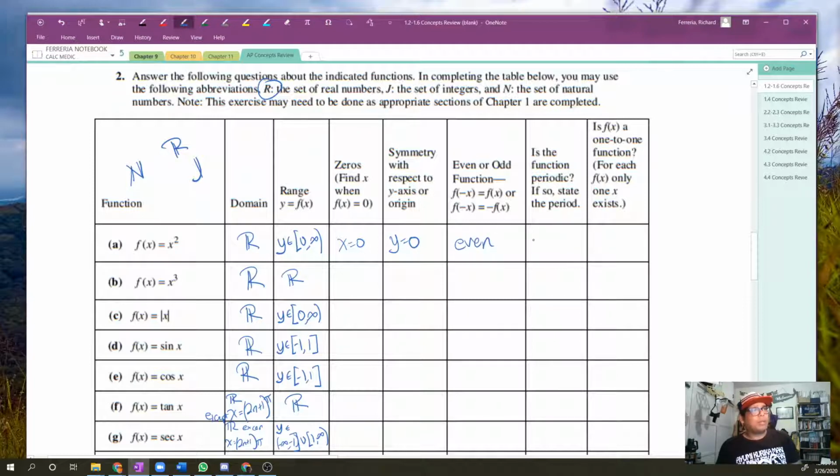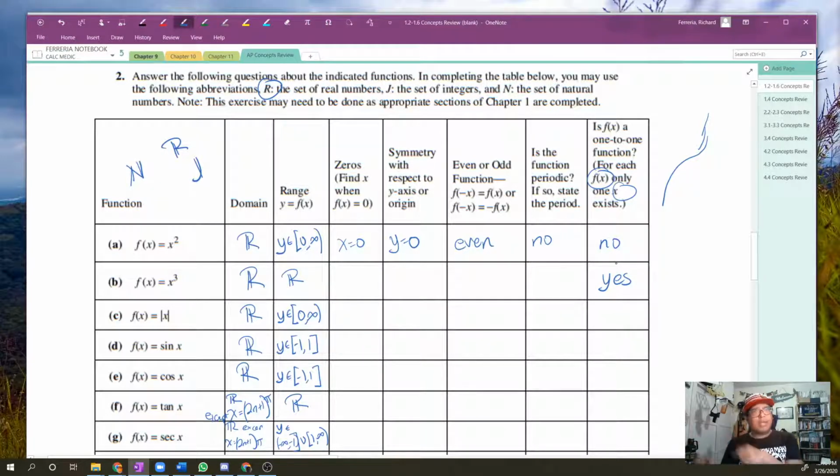Is it periodic? No, this doesn't repeat. Is it one-to-one? Yes. For every x value, there is only one y value. Oh, I'm sorry. No. I'm just reading this again. For every y value, there are two x values for it, so no over here. So a one-to-one function would look like that, which is conveniently the next one that we have over here. This is a one-to-one function. So for every y value, there is only one x value that goes with it.